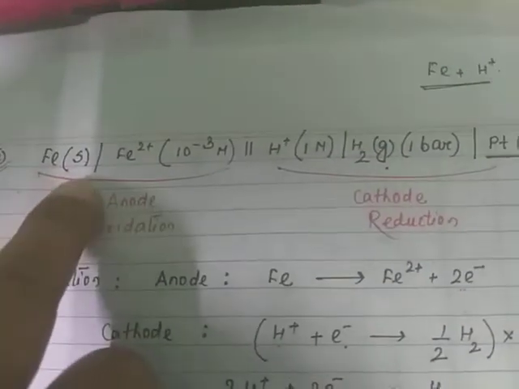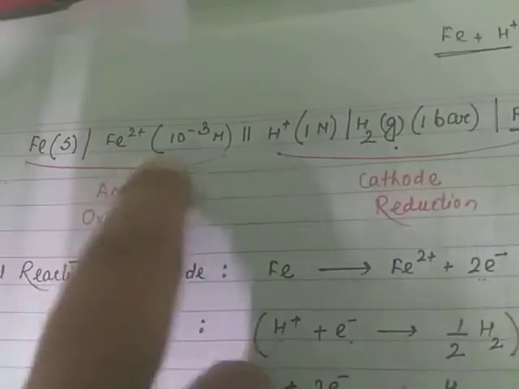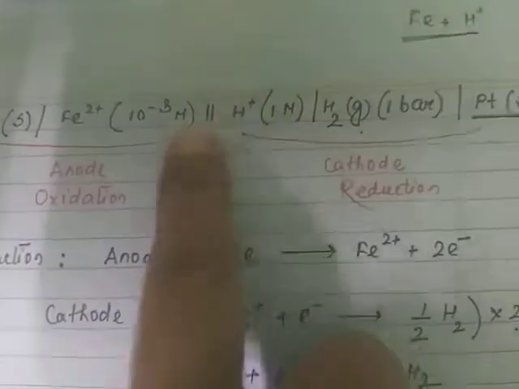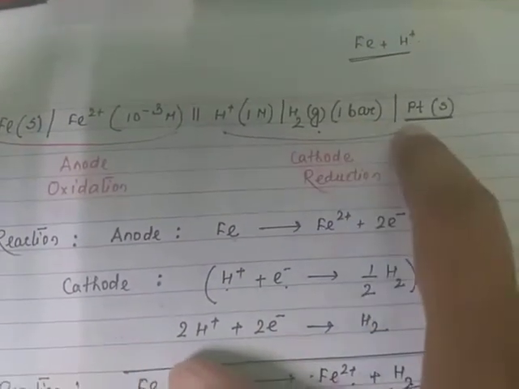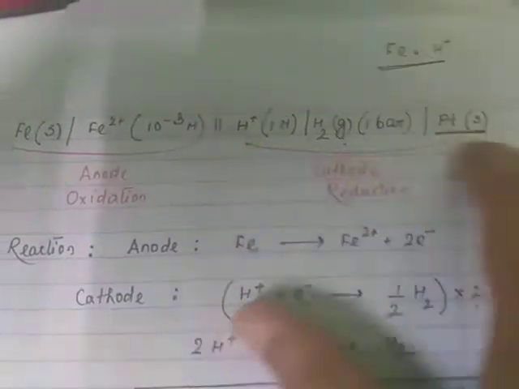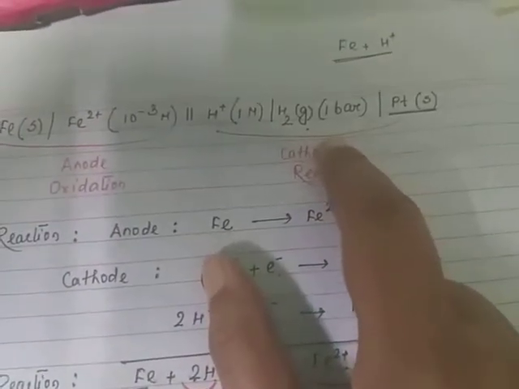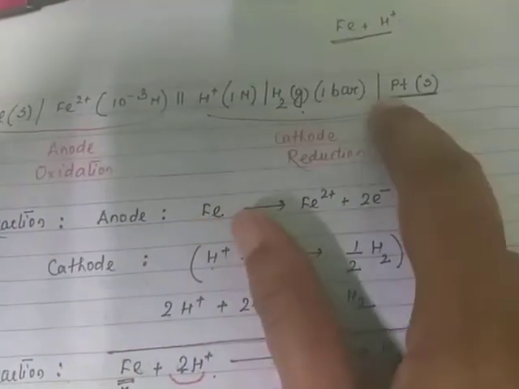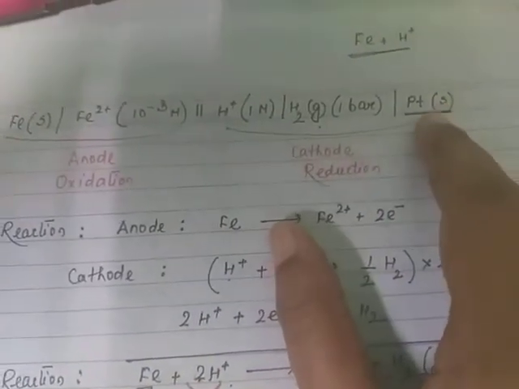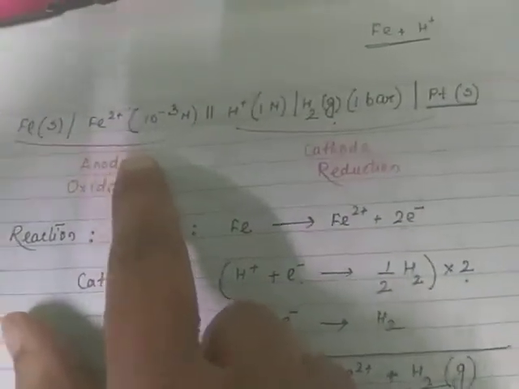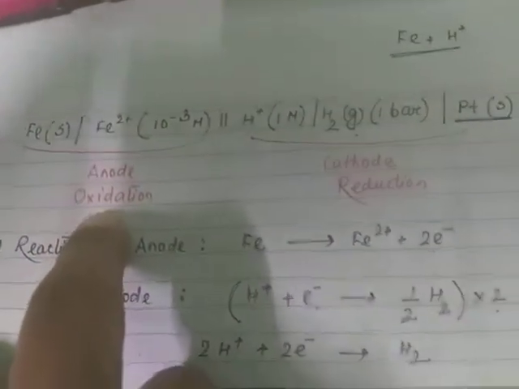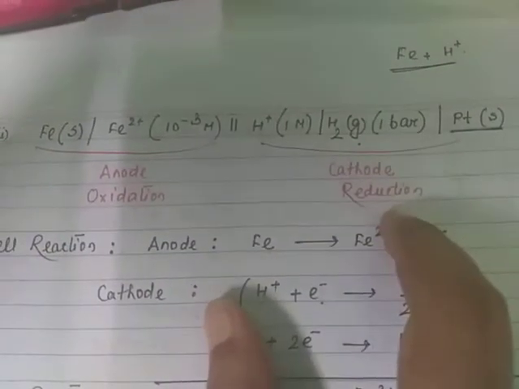Fe solid changes phase to Fe2+ at 10 to the power minus 3 M concentration, salt bridge, H+ 1 M, H2 gas at 1 bar, and platinum solid. Now in this case, we have 3 phases: the liquid acid medium, hydrogen gas with the standard electrode potential as SHE that we are measuring, and the platinum solid electrode with which the iron wire is being connected. So this is our anode or oxidation site, and this is the cathode or reduction site.